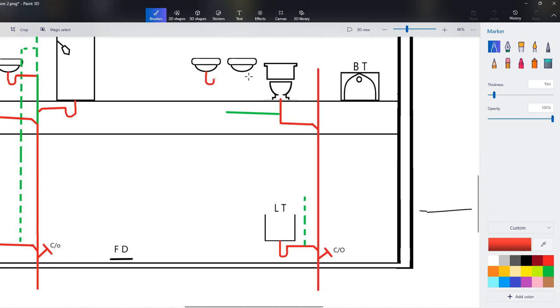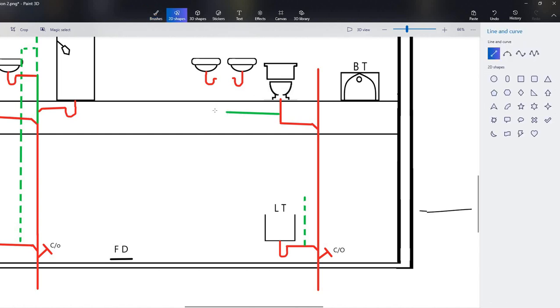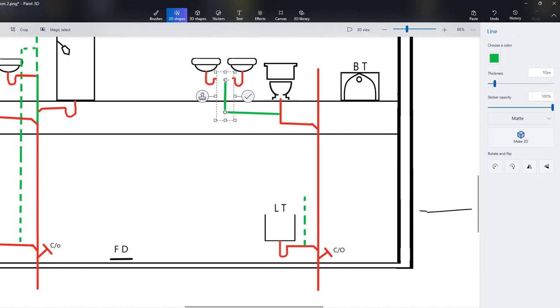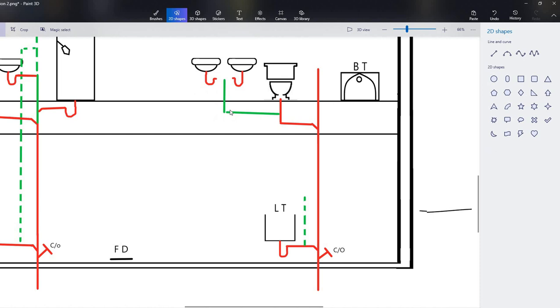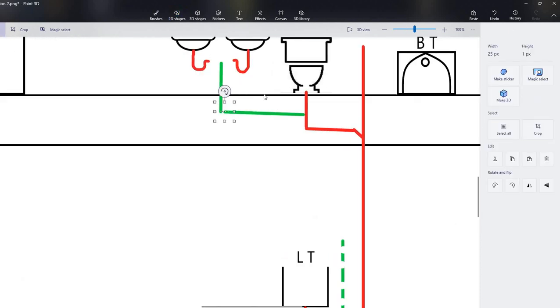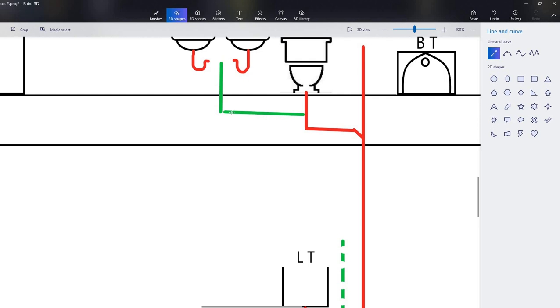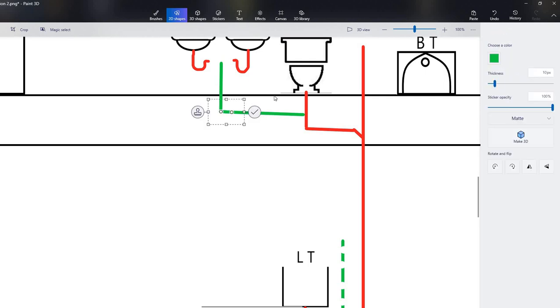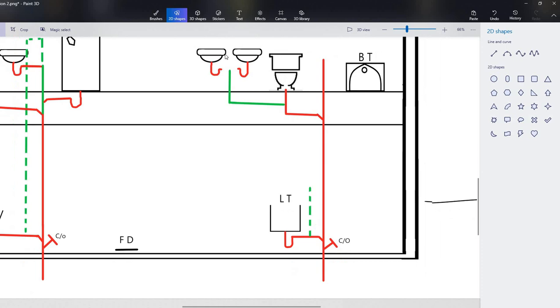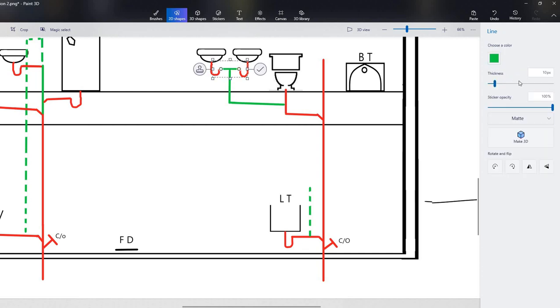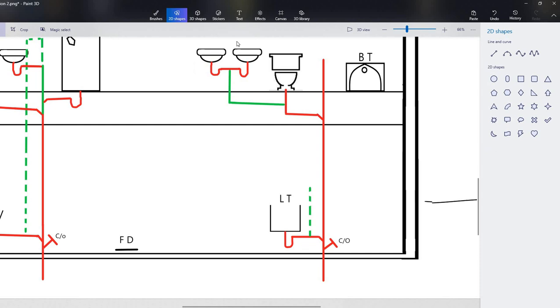We'll come down like so, and we will come down like so. Come up with our drain, which is our wet vent, like so. Remember, we're allowed to use 90s on a horizontal to vertical, or a vertical to horizontal shift. That's that code reference that we have there. And this is what our double vanity will look like. We'll bring across this drain together, like so, and there we go.